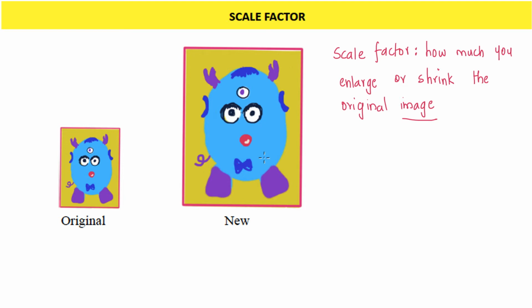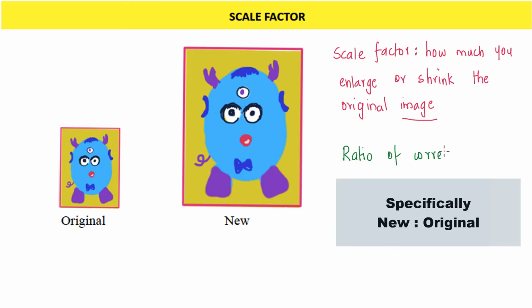The formal definition of scale factor is the ratio of corresponding sides. So even before we go into the meaning of scale factor, let's first understand what corresponding sides means. Let's look at these two images. This is the original and this is the new image. Now think about this side. Which side in this image is in the same relative position as this side? Essentially, that's what a corresponding side means.